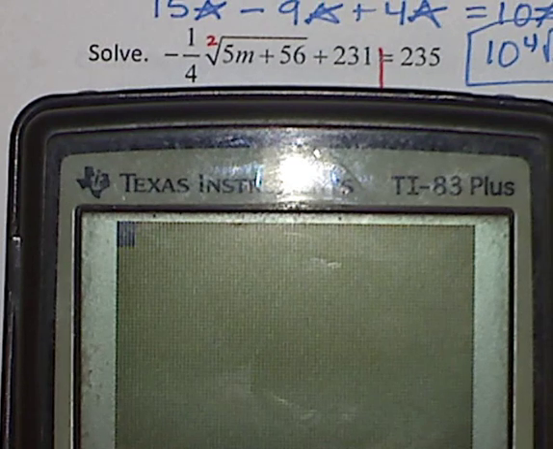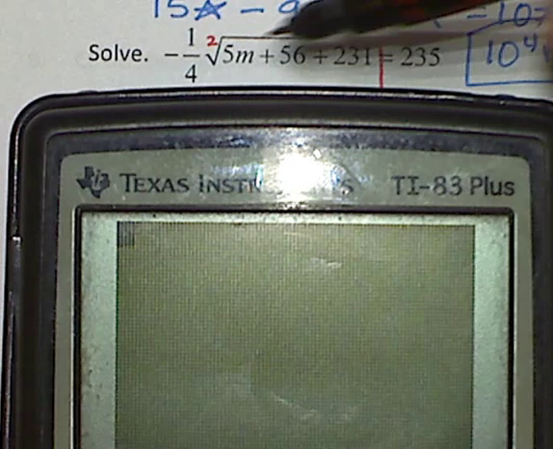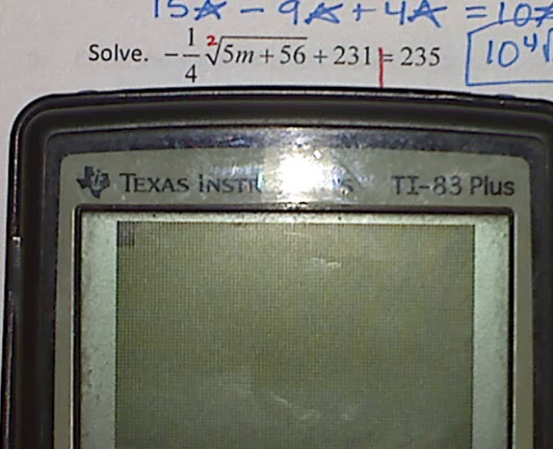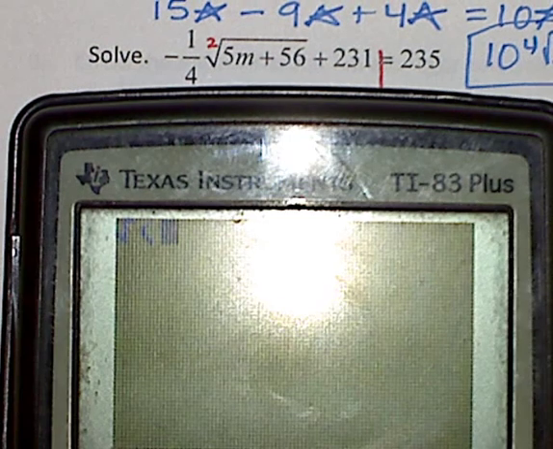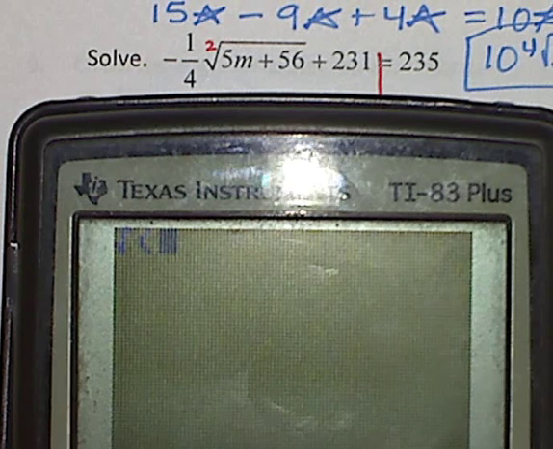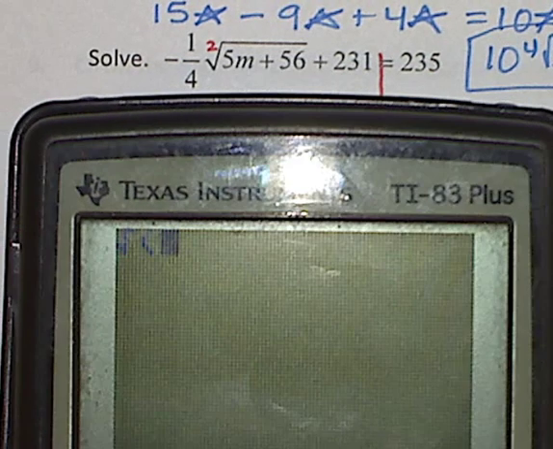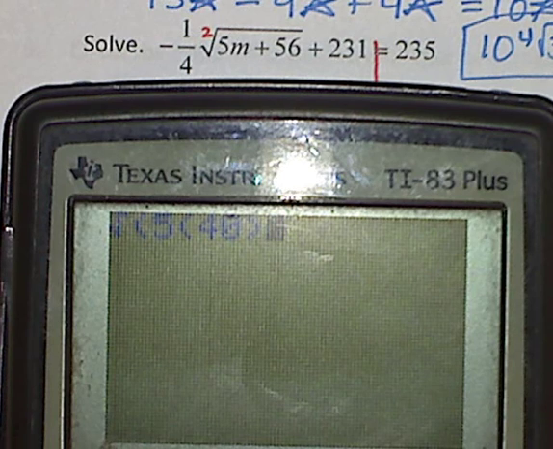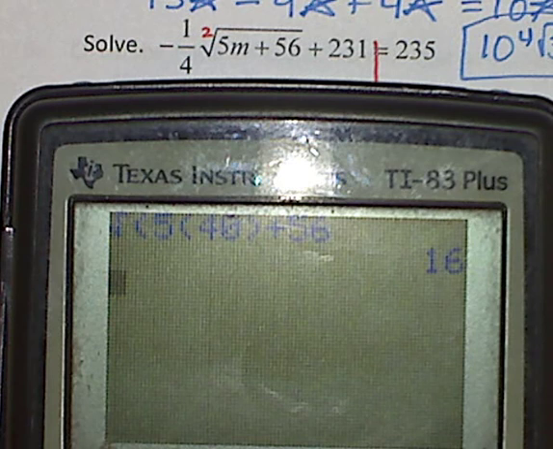I'm going to start by doing what's inside of the radical. So let's do second square root. Please do that. Second square root. And we hit the second key in order to find the radical. And then I have 5 times 40. And it is plus 56. Then press enter. So I have an answer of 16.